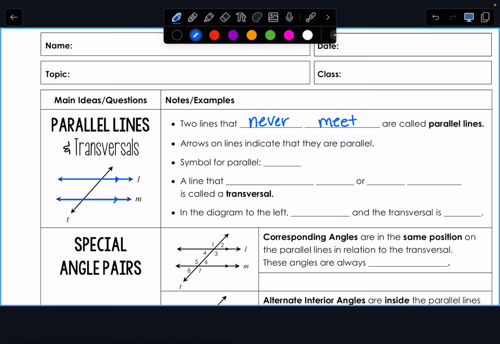It's page 7, like I said many times. So you'll notice that there's little arrows on those lines saying, hey, these are parallel. And if I'm going to write that lines are parallel, the shorthand for that is two little parallel lines.